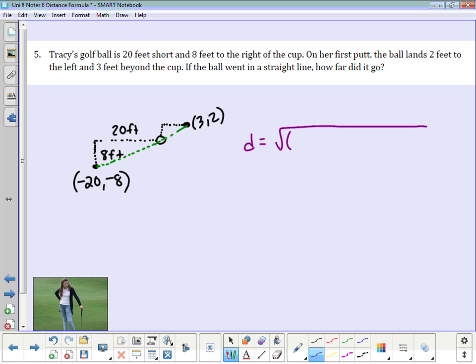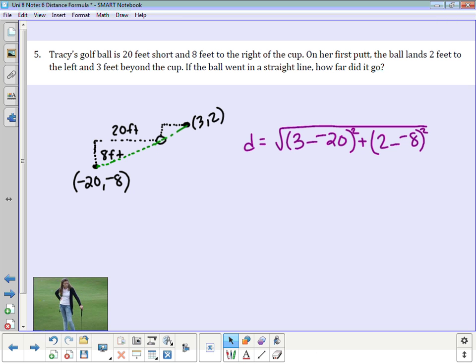Okay, my difference in x's is 3 minus negative 20. And my difference, oh, don't forget to square that. And my difference in y's is 2 minus negative 8. All right, I got you started on the setup of this question. I want you to go ahead and pause the video at this point to finish it off and see how far Tracy's golf ball went.